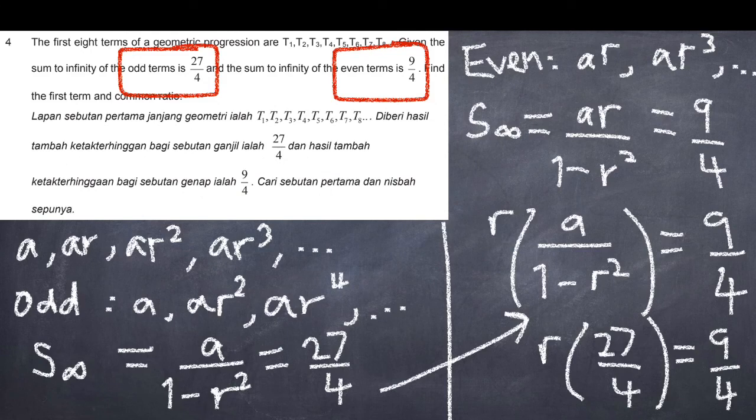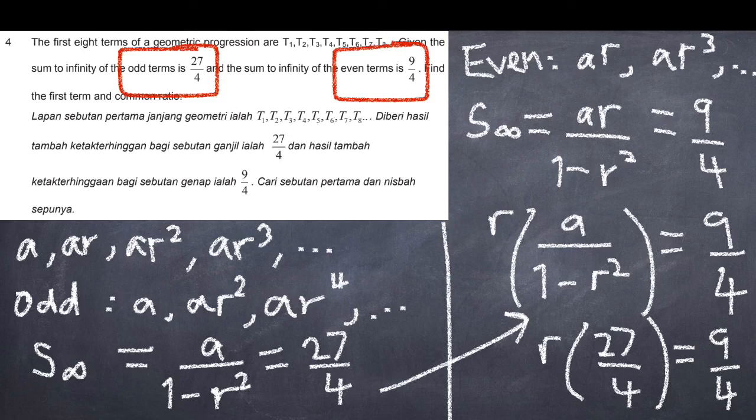Alright, question number 4. The first 8 terms are T1 until T8. Given that the sum to infinity of the odd terms is 27 over 4 and the sum to infinity of the even terms is 9 over 4. Right, if you list all the terms, we have a, ar, because using the GP formula, and then we have ar², ar³, and so on. So for the odd terms, we have the first term, which is a, the third term, which is ar², and the fifth term, which is ar⁴. So this is what your GP looks like.